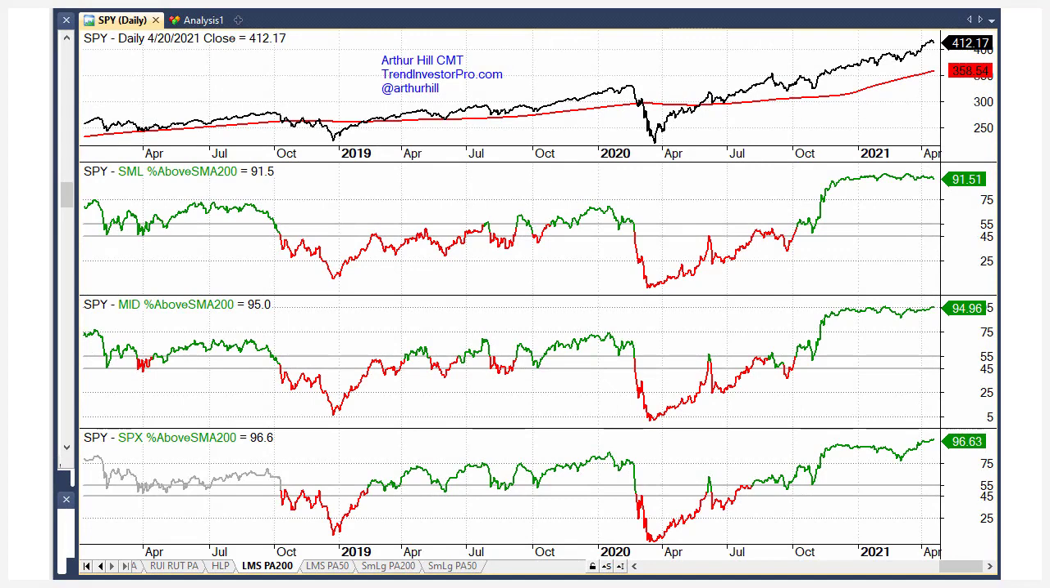So here are the individual indicators for the percentage above the 200-day. We got small caps in the first window, mid caps in the middle window there, and large caps, the S&P 500, in the lower window. And you can see all of them are above 90%. In fact, we can see the S&P 500, 96.63 is the highest. And they've been at this high plateau level since the middle of December. So there's just been continued strength since the middle of December.